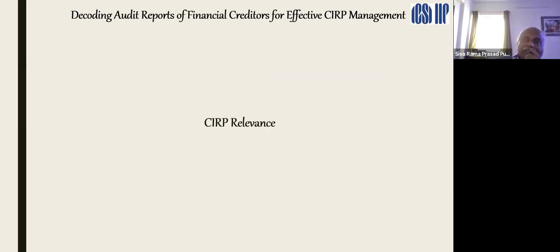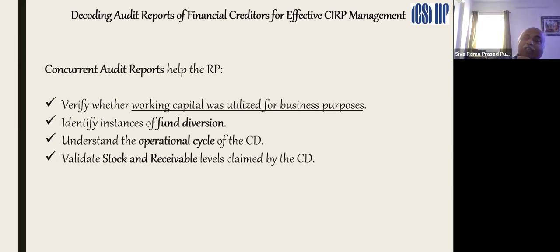CIRP relevance. How are the concurrent audit reports useful? Concurrent audit reports help the RP verify whether working capital was utilized for the business purpose. So the funds diversion will be recognized by the financial creditor. The financial creditor is the first person to identify whether the company has diverted the funds or not. Identify the instances of fund diversion.